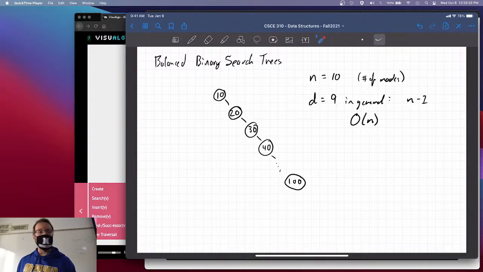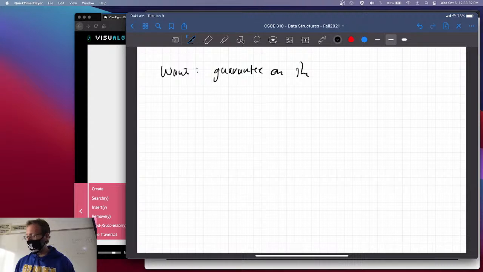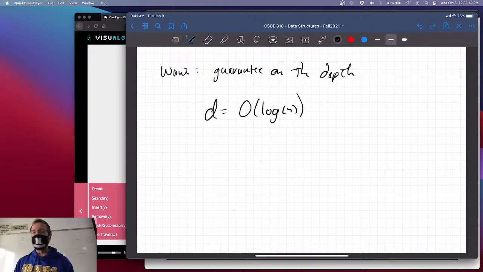So what we want is a binary search tree that balances itself, right? We want a guarantee on the depth. We want D to be order, ideally, the best that you can hope for is log n, because it's a binary tree. And even in a full binary tree like a heap, you still have a lower bound on the depth of it being logarithmic, okay? So how do we go about doing this?